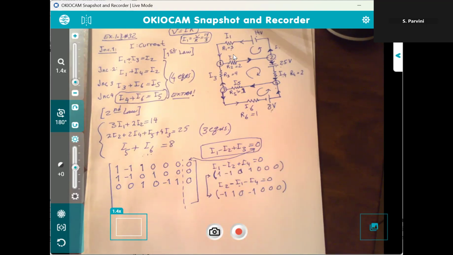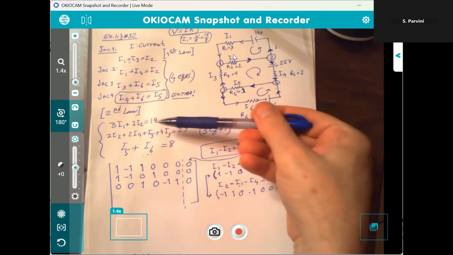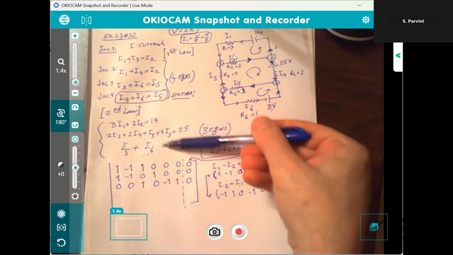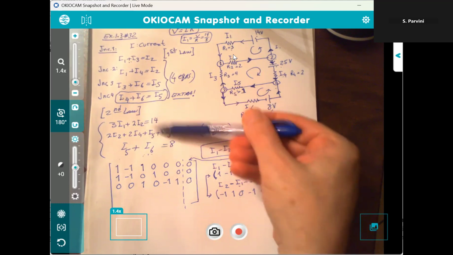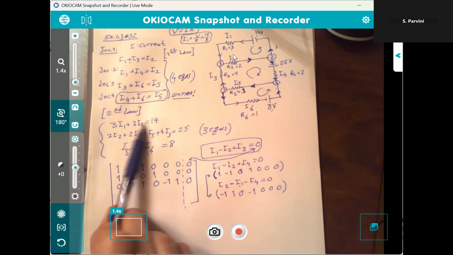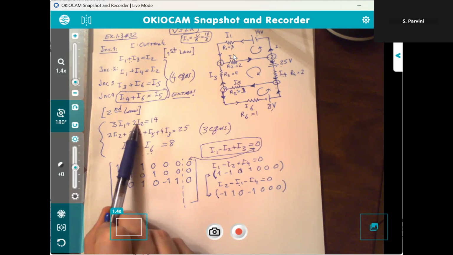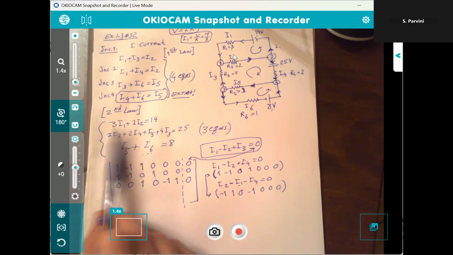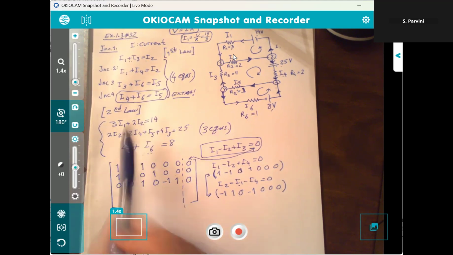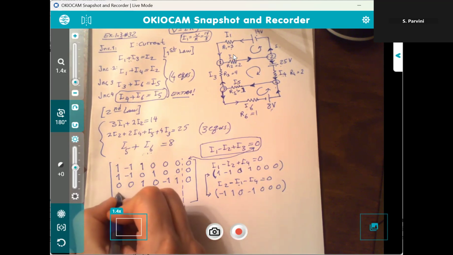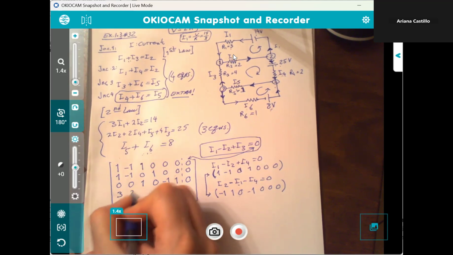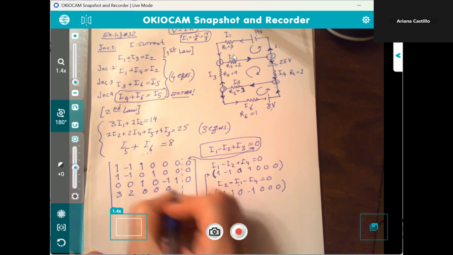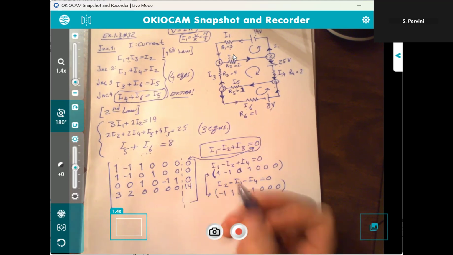Good. Now, let's look at these 3, the ones from the second law. So what would be an equation? I'm sorry, not equation. We already have the equation. What would be a row equivalent to that equation? 3, 2, 0, 0, 0, 0, 14. Thank you. Perfect.